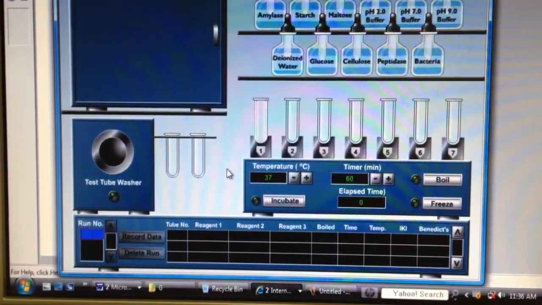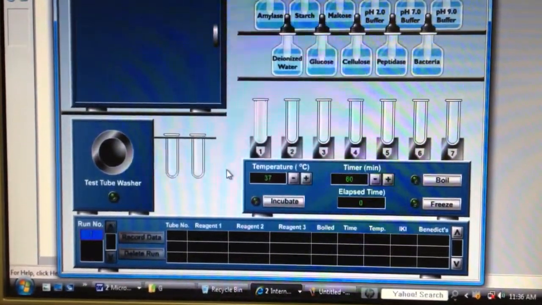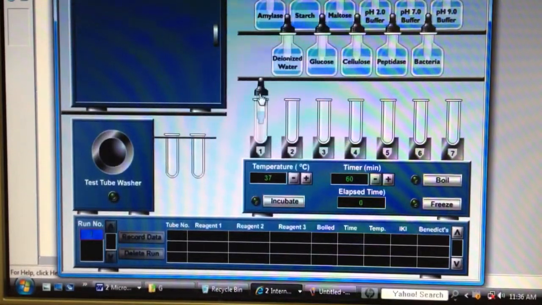Alright, this is Dr. Hether for Daytona State College doing another experiment with the enzyme amylase and the substrate starch. The first one we're going to do is add starch to test tube number 1. We're going to add amylase and a pH buffer of 7. And then we're going to drop this down and freeze it.